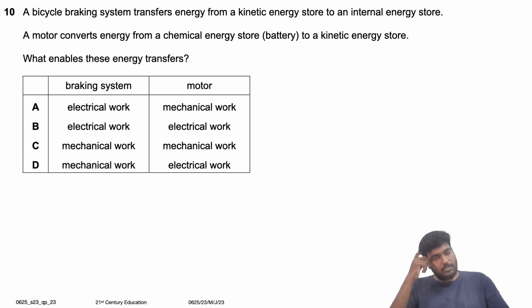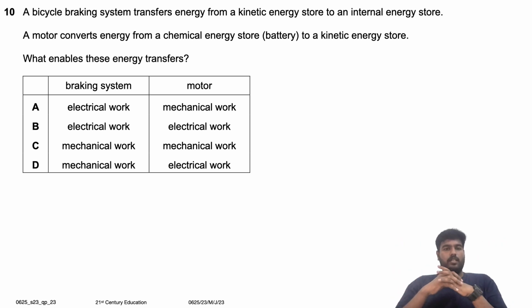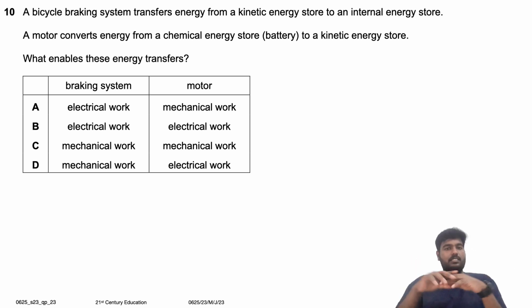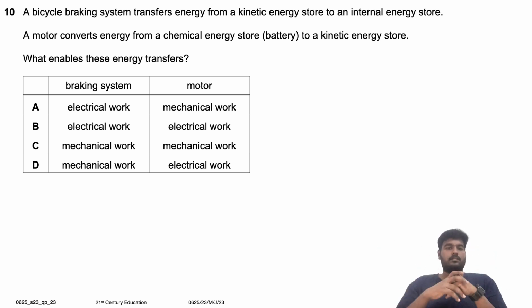A bicycle braking system transfers energy from a kinetic energy store to an internal energy store. A motor converts energy from a chemical energy store, the battery, to a kinetic energy store. What enables these energy transfers? Kinetic energy is the energy associated with something moving, which is mechanical work. Inside the battery it's chemical energy, but chemical energy store to a kinetic energy store means electrical work done. You have used a motor or a vibrator, whatever it is. So option D.